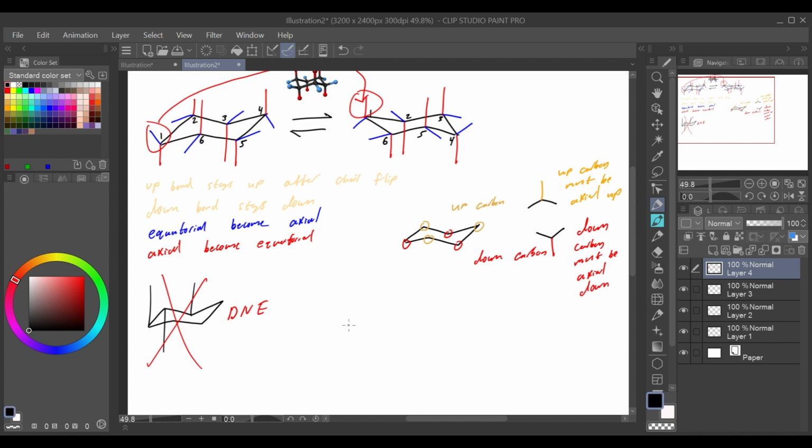And then another very common mistake the students show me is they want to draw more equatorial for more stability, so they draw all the equatorial positions, something like this. What the hell are these bonds? Look at the chair. There are no equatorial positions that look like that.